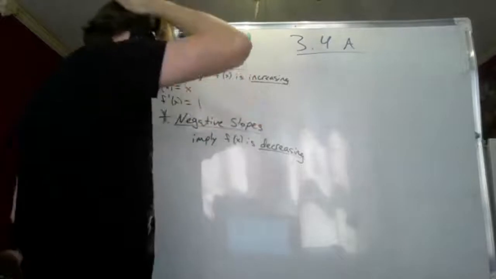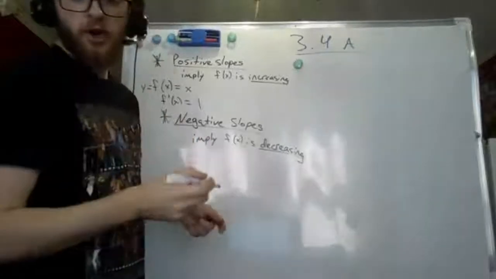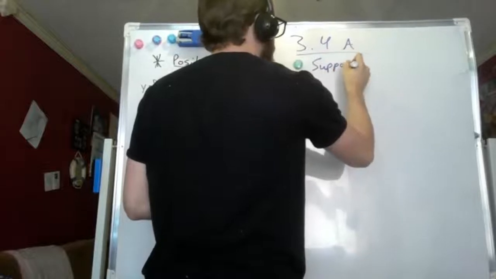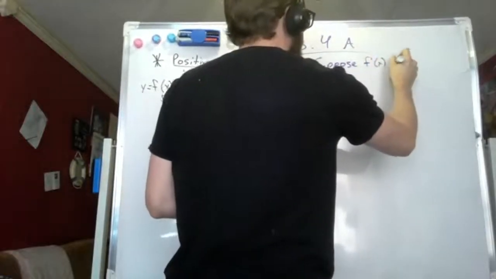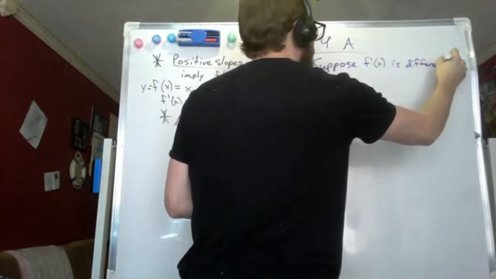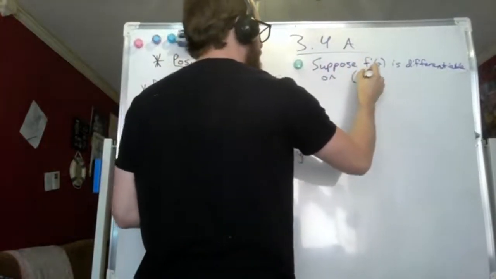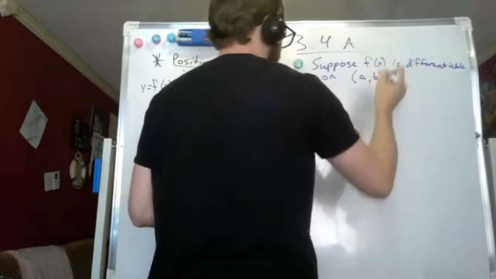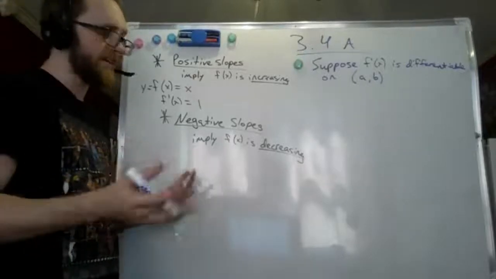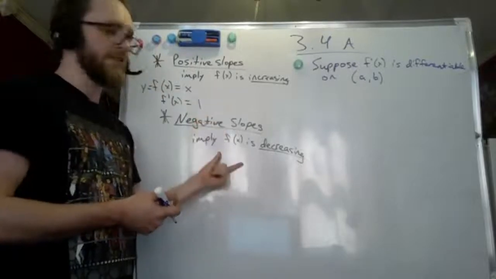So what do I mean by that? Well, again, this is more or less just an extension of the definition we already have here. So, suppose f of x is differentiable on the open interval a to b. So we're just starting with the assumption that we can take the derivative, because if we can't take the derivative, then this stuff doesn't even matter. We can't tell anything based on these definitions.